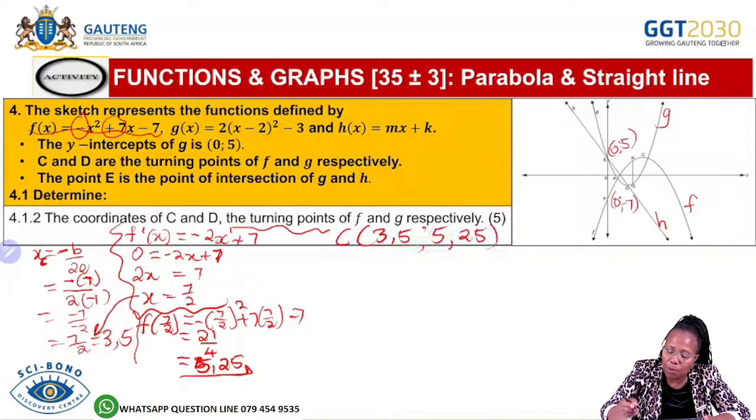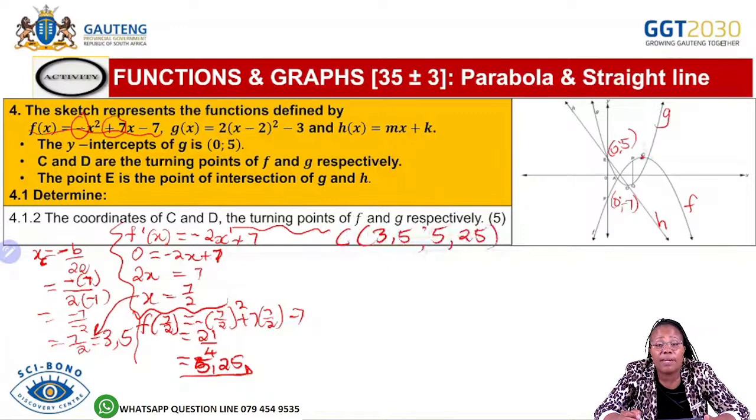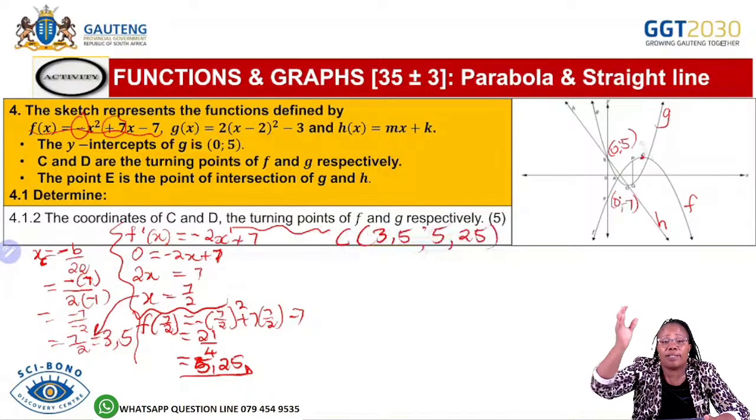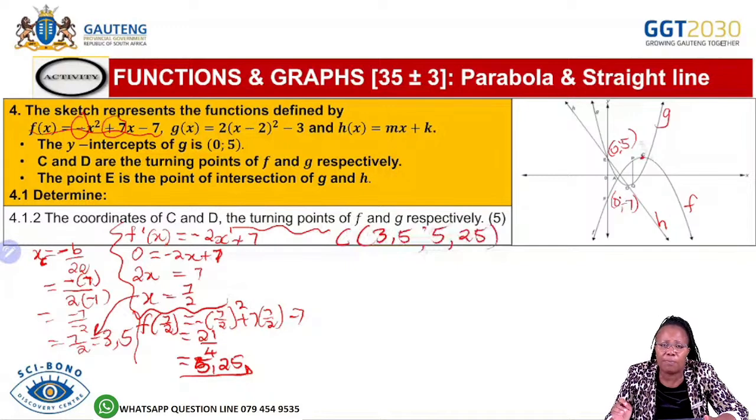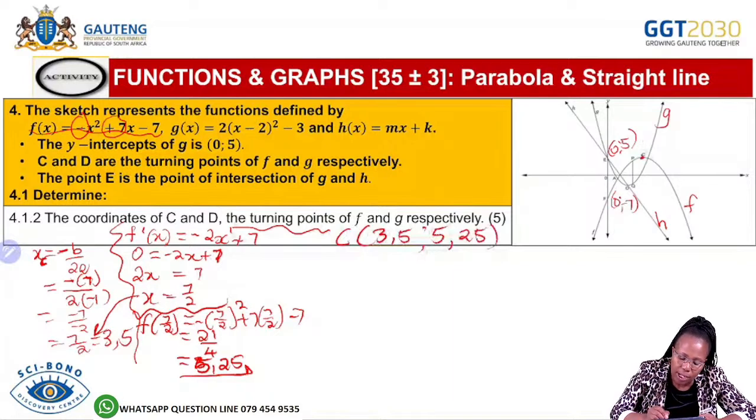Can you see that they are both positive? Let's check with the diagram now. C is there. Yes, they are both positive because the x is positive and y is positive at that point. It's very important to verify against your diagram: are your calculations correct? Okay, done now with the first turning point, for C.